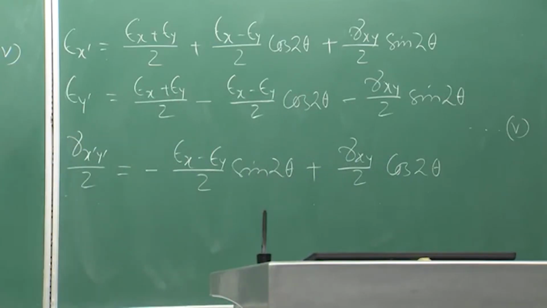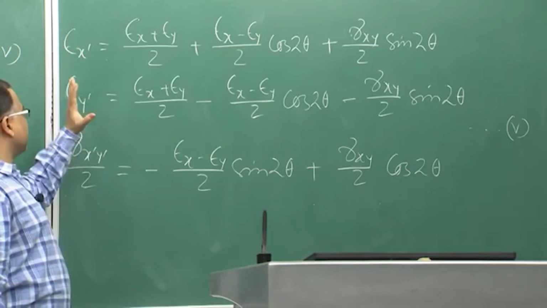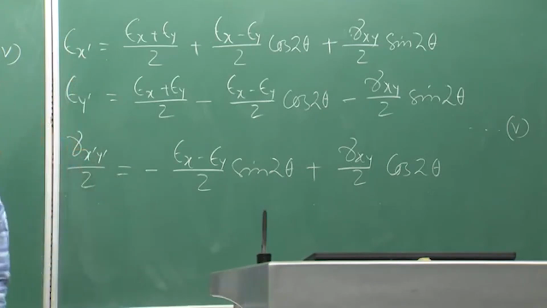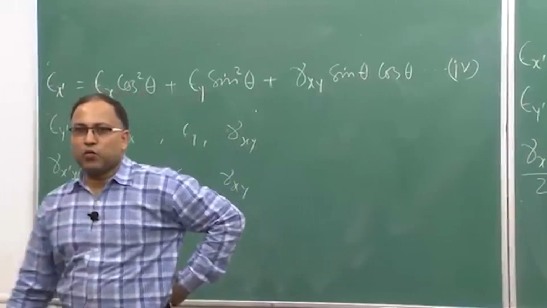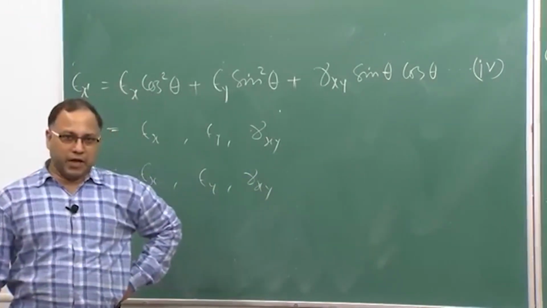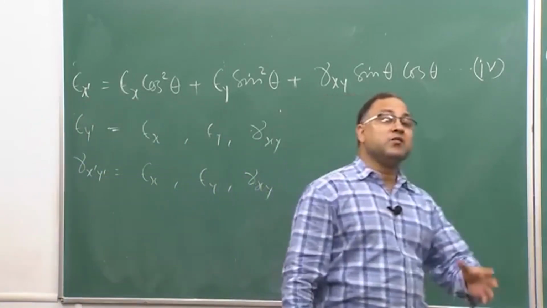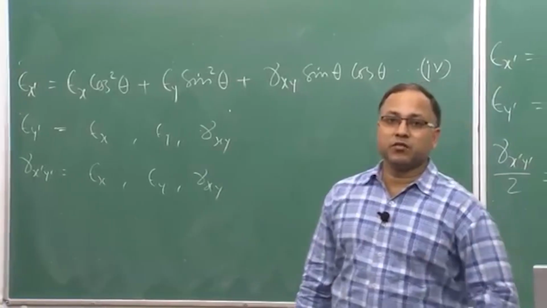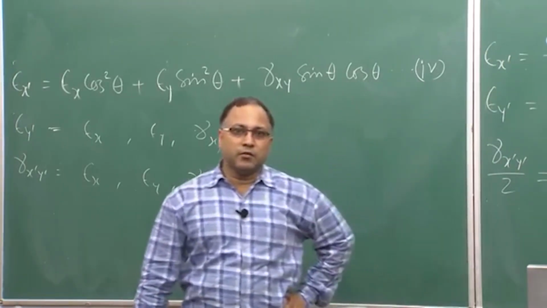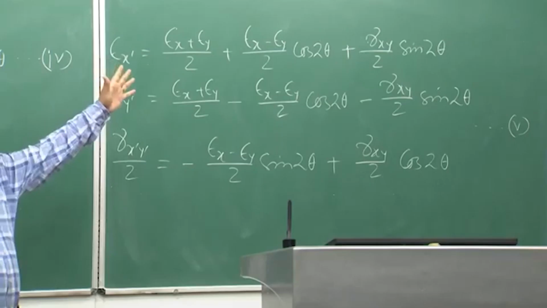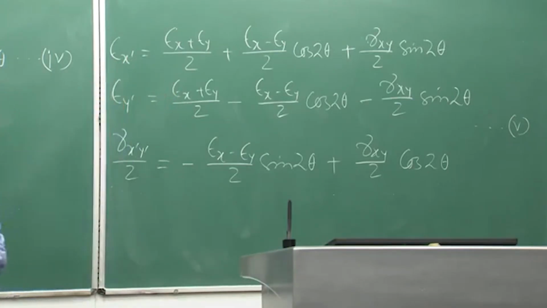Okay. So, these are the equations by which you can get epsilon x prime, epsilon y prime, gamma x prime y prime in terms of epsilon x, epsilon y and gamma x y. That means if you know the state of strain in xy coordinate system, you can find out the state of strain in any arbitrary set of coordinate system. If you know epsilon x, epsilon y, gamma xy and theta, then you can find out. So, we have derived that thing.